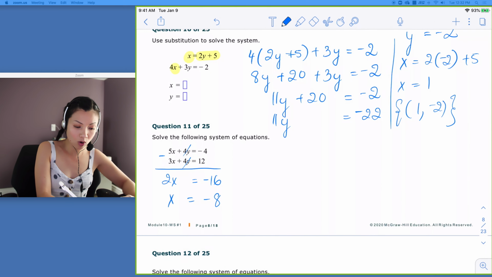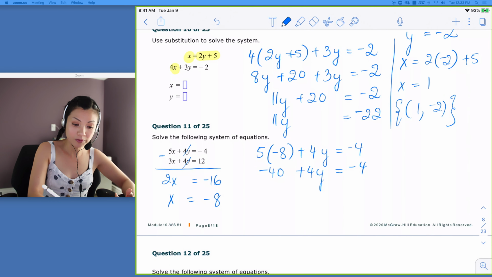Now I got one variable. I got -8 for x. I'm just going to go back and plug it in. So notice that I can use the first or the second equation. Really doesn't matter. You pick the equation that you think is easier for you. So y is 9.